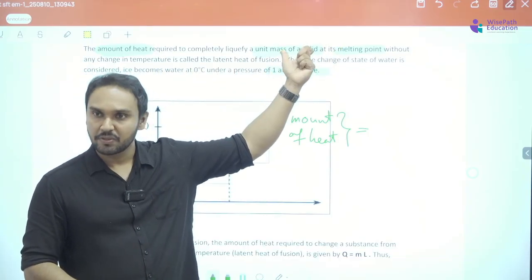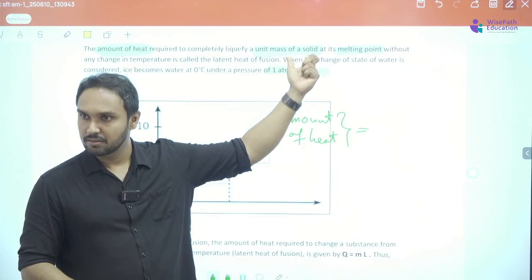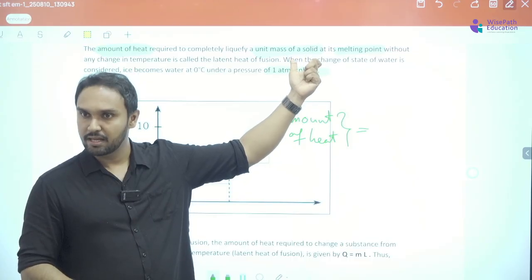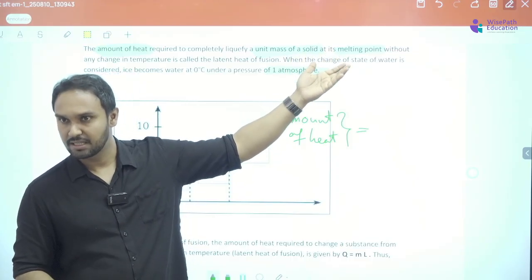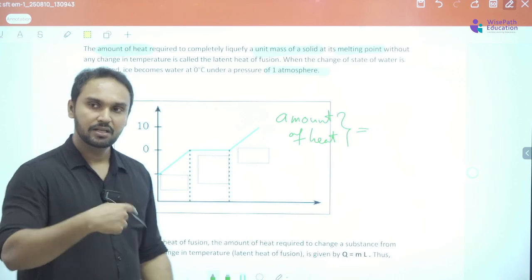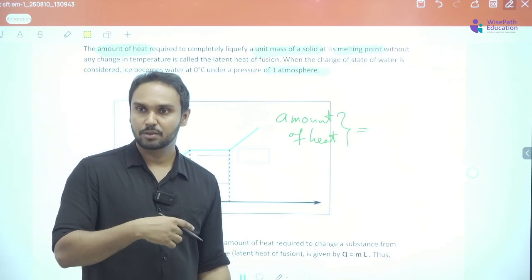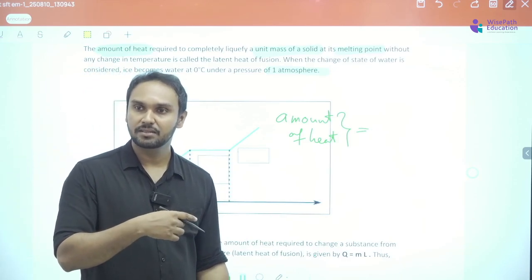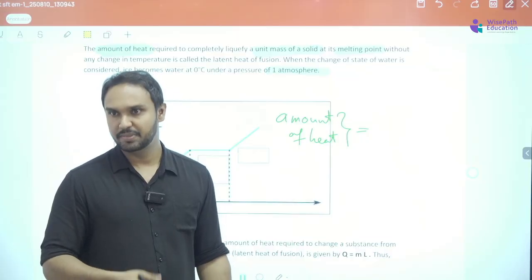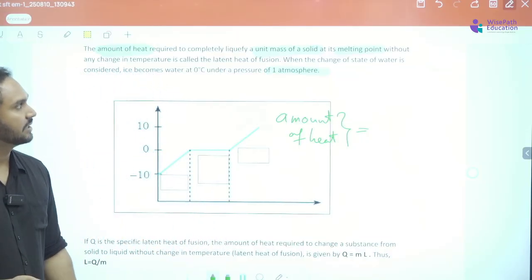Now unit mass of solid is also there. Does unit mass have a unit? Which is kilograms. That is per unit mass, isn't it? So per unit mass means a division.